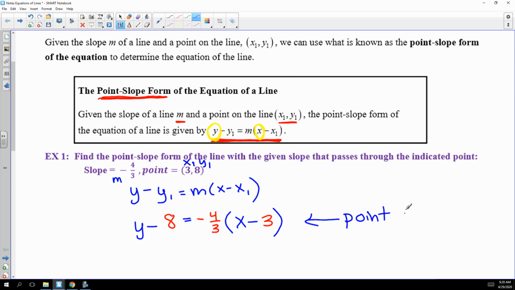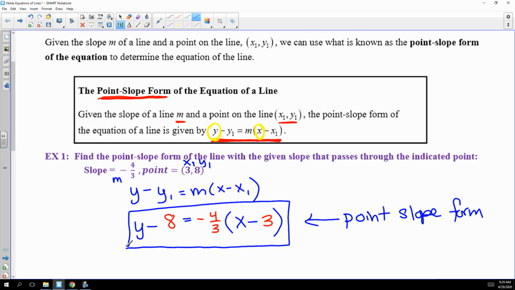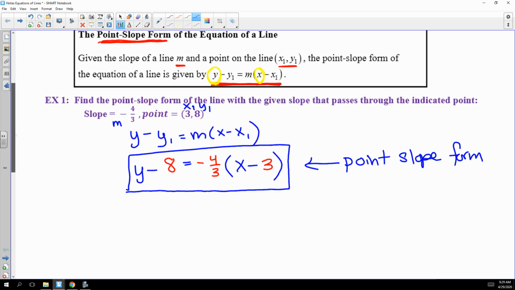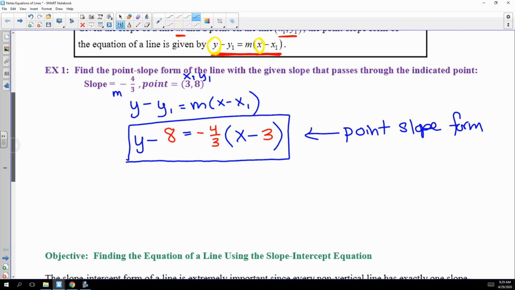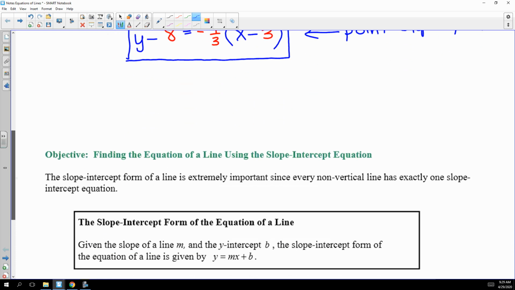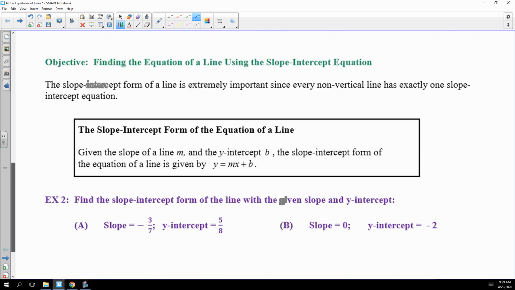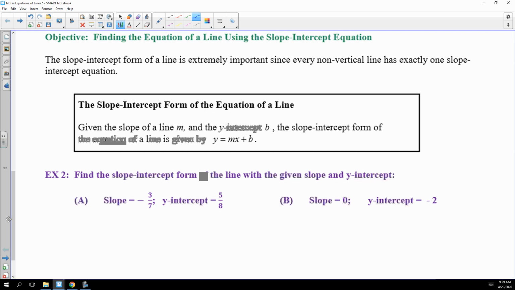Now, you're not very often going to leave equations in point slope form. This is in point slope form. Usually what you're going to have to do is simplify that equation to get slope intercept form or to get standard form, right? So you would distribute the negative 4/3, and we'll talk about doing all of that in an example coming up a little bit later. So let's talk about finding the equation of a line using slope intercept form.